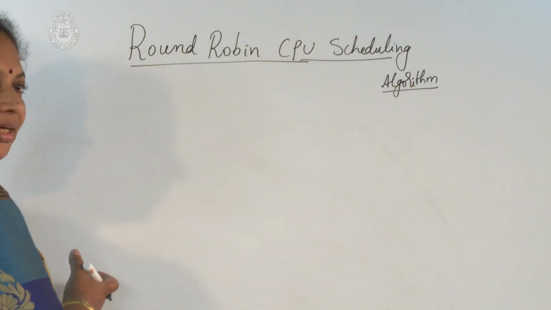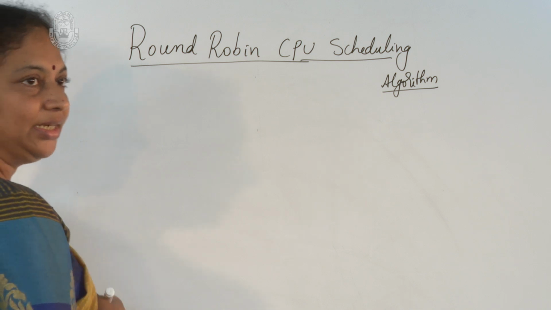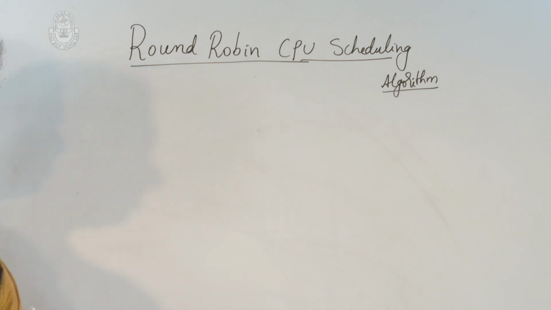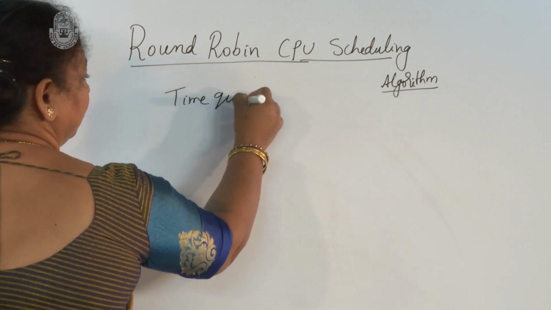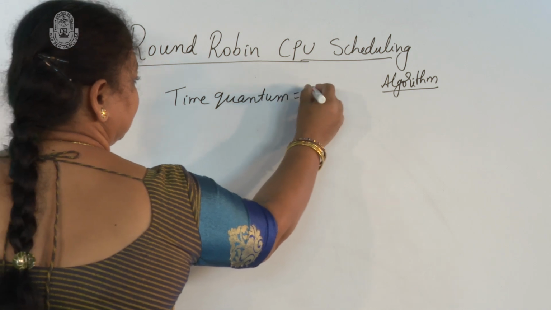Now let us take an example for studying this round robin CPU scheduling algorithm, where we will fix the time quantum to 4 milliseconds.